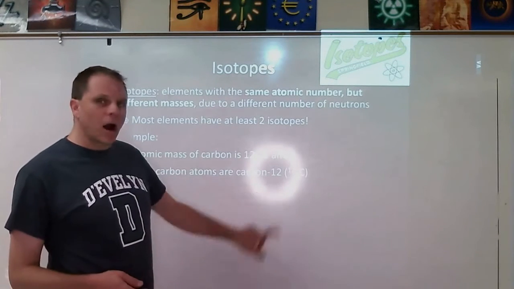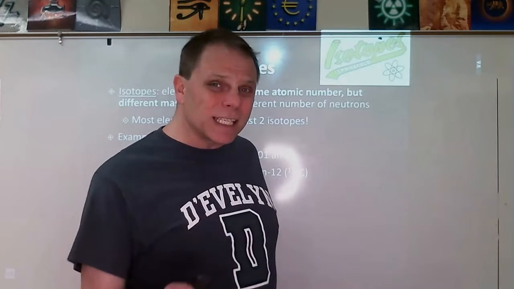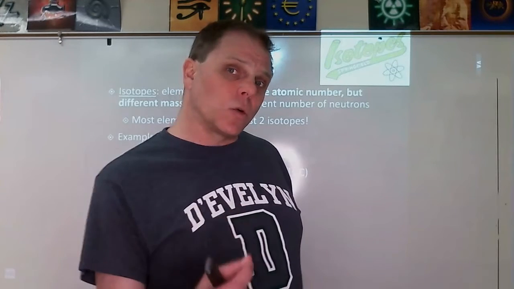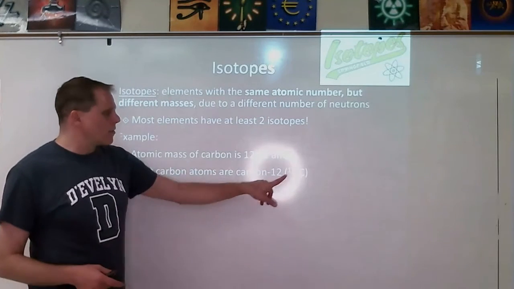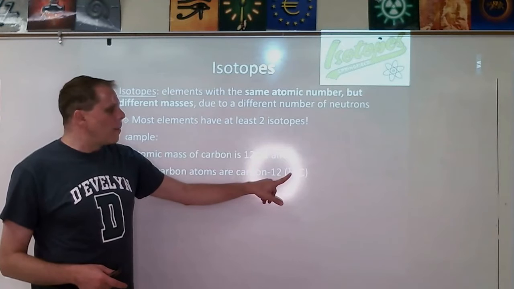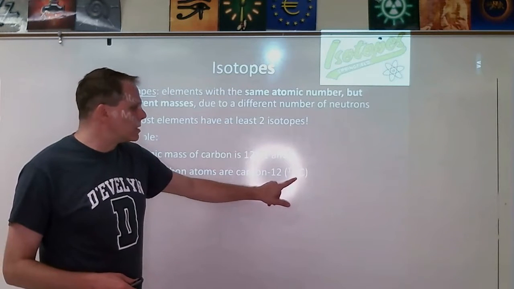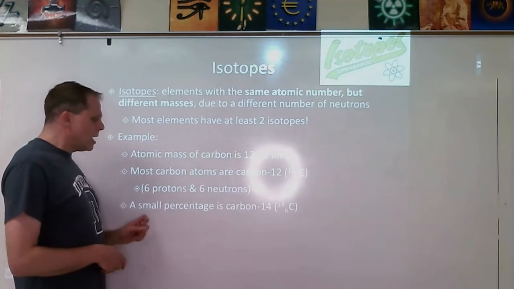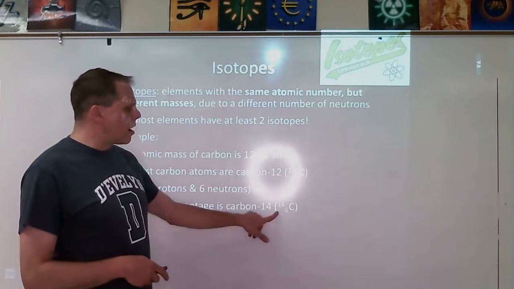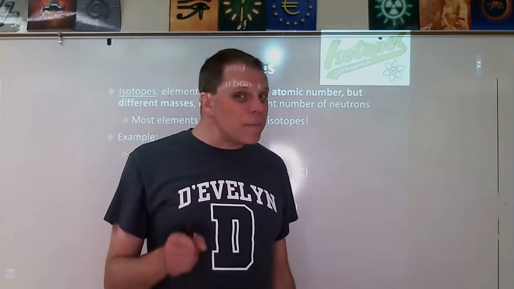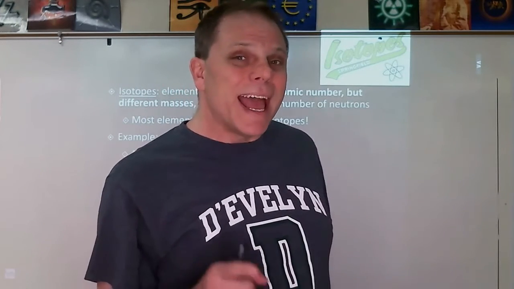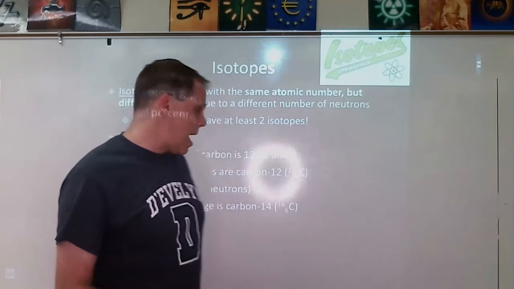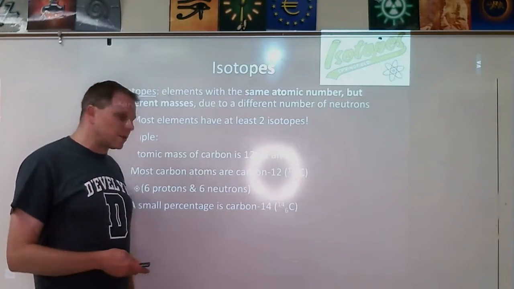Most carbon atoms are carbon-12, which means that they have 6 protons and 6 neutrons. So their total nuclear mass is 12. Carbon-12 means I've got 12 total particles, or nucleons, in my nucleus. 6 of them are protons, 6 of them are neutrons. And there is a small percentage of carbon-14, where you have 8 neutrons and 6 protons in the nucleus. So its overall nucleon mass is 14. 6 plus 8 is 14.